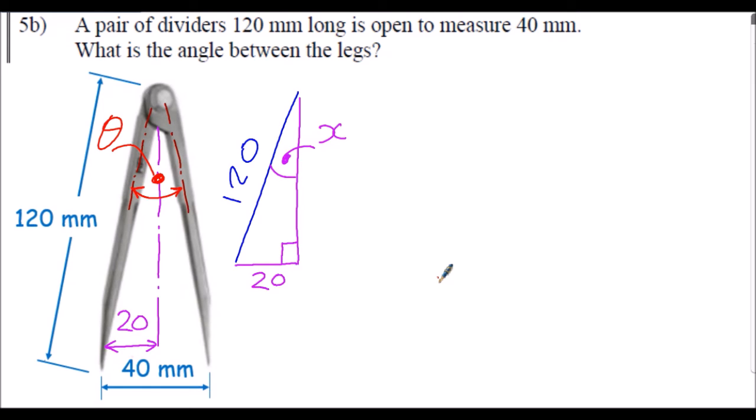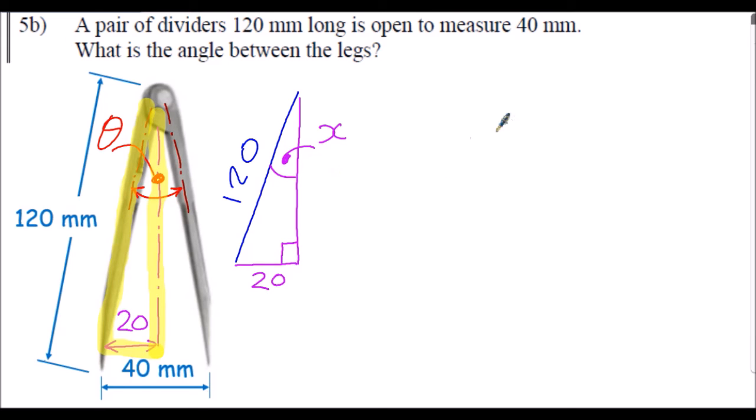So here's a solution to question 5b. What we're essentially given in the question is an isosceles triangle where we know two sides, the 120 millimeter leg lengths. By drawing a vertical through the dividers, we can actually form a right angled triangle shown here in the sketch, and which is shown here for clarity on the right hand side. So this is the right angled triangle we're going to solve. We'll find the value of angle x, and then we will simply double it to find the value of angle theta.